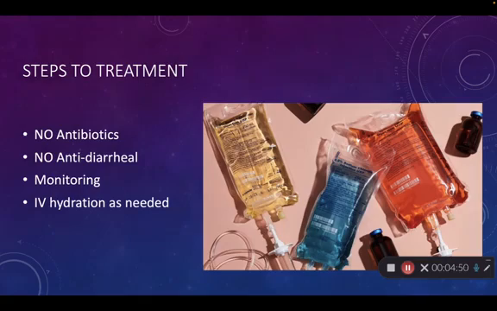Steps to treatment: no antibiotics, no antidiarrheals, monitoring, and IV hydration as needed. As the toxin is discharged when the cells rupture, administering antibiotics can exacerbate the assault by inducing the additional release of toxin. Antidiarrheal medications can potentially slow down the elimination of bacteria from the digestive tract.